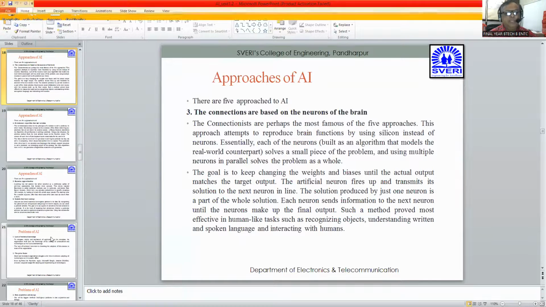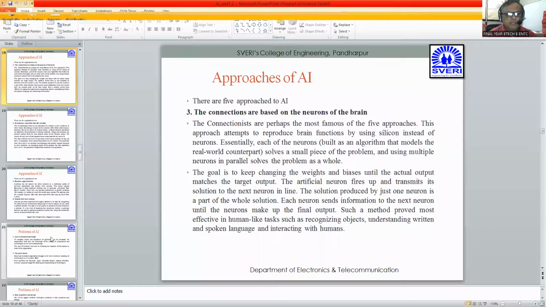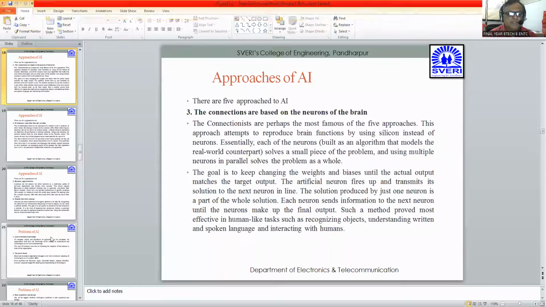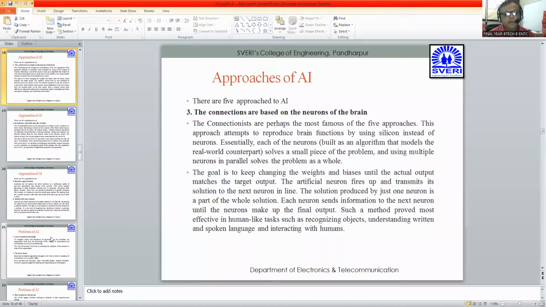The approach definitely is going to have a connection based on the neurons of the brain. Now, the connectionists are perhaps the most famous of the five approaches. This approach attempts to reproduce brain functions by using silicon instead of neurons. So in humans, we have neurons, but as far as artificial intelligence is concerned, we are replacing those neurons in the human brain with the help of a silicon chip.